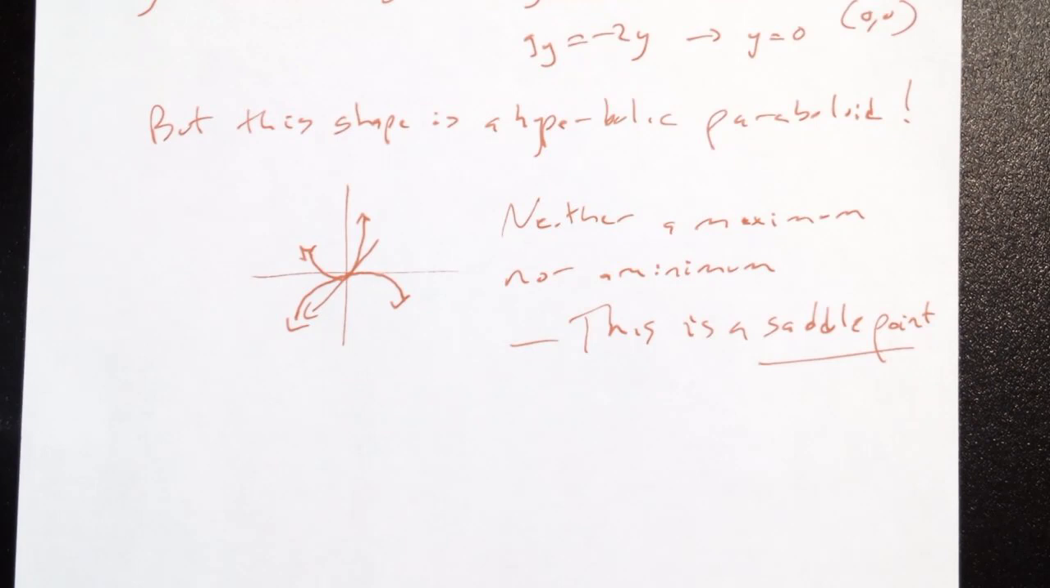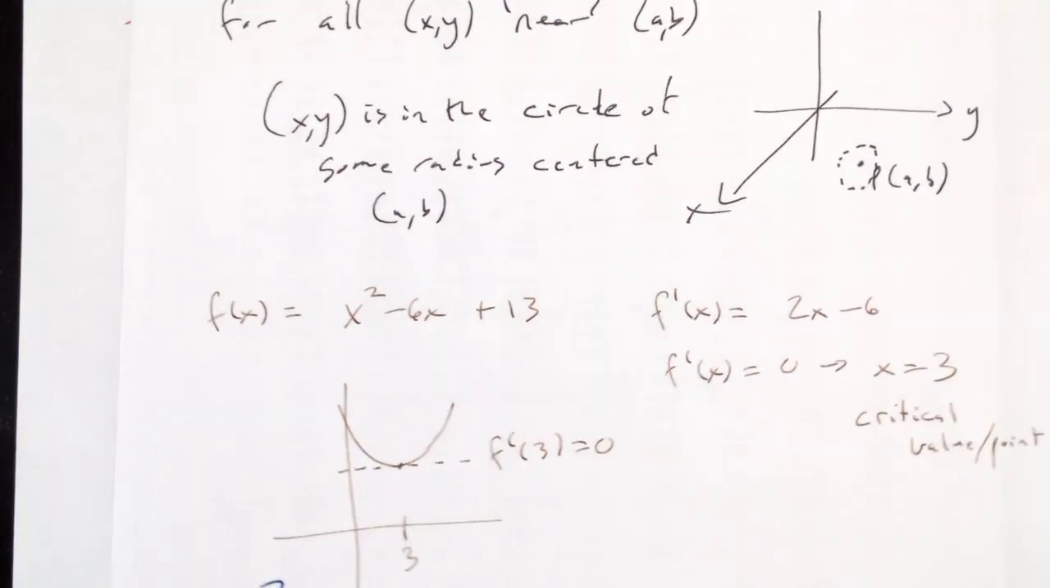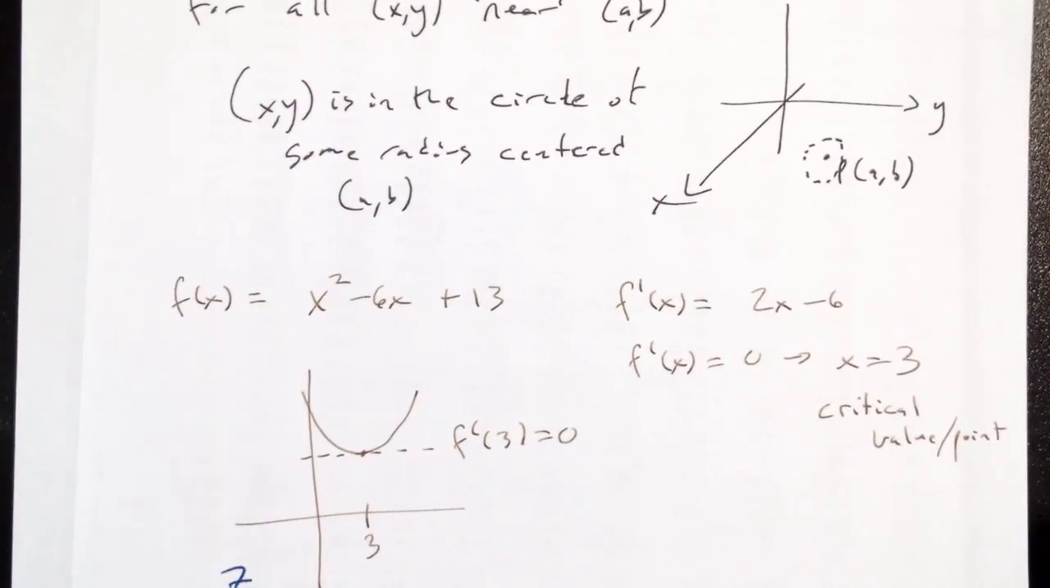Wait a minute. I don't want to think about tangent lines. Tangent lines are flat. The tangent plane is flat. I want to think about the curvature, like we did back here. How did I know this was a minimum other than knowing that this was an upward opening parabola?